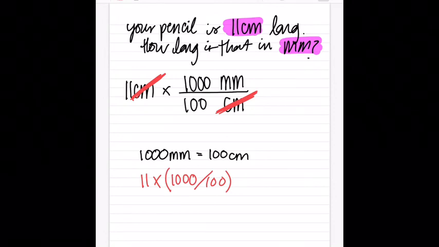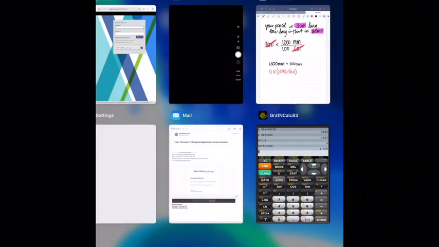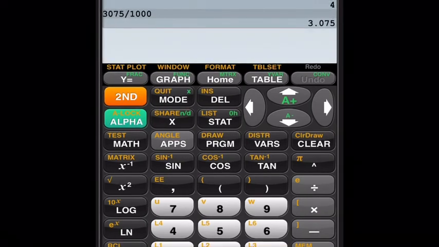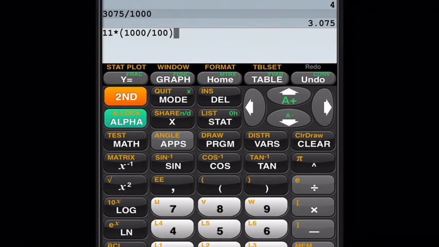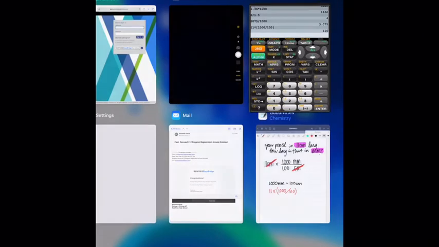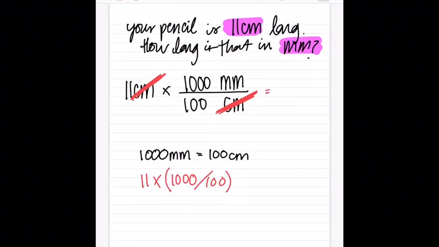Okay, so let's go over to our calculator. So we're going to do 11 times 1,000 over 100. So in the calculator, 11 times, open parentheses, 1,000 divided by 100. All right, so this equals 110. Now, I've already canceled out my units. I am left with millimeters. According to my problem, that's where I should be, and we are correct.